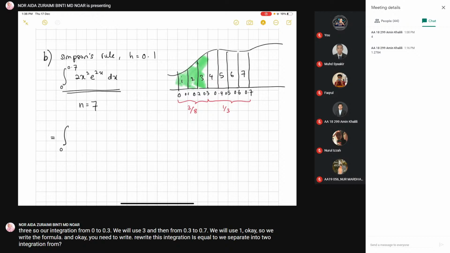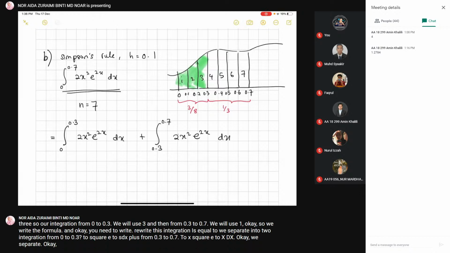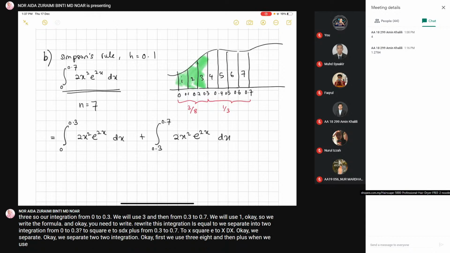From 0 to 0.3 of x squared e to the x dx, plus from 0.3 to 0.7 of x squared e to the x dx. Okay, we separate into two integrations. First we use 3/8 and then plus we use 1/3. Now refer to the formula.